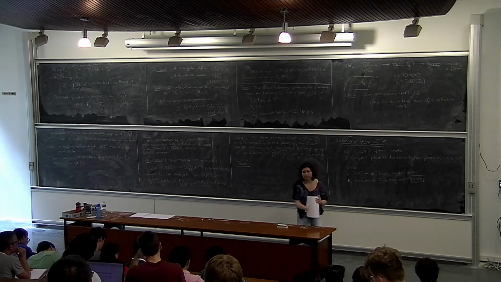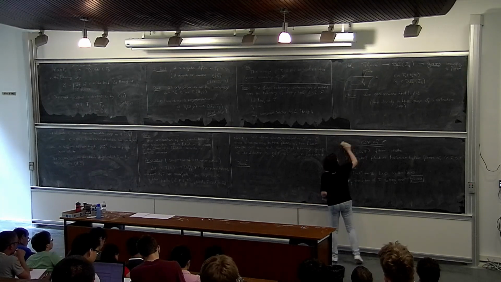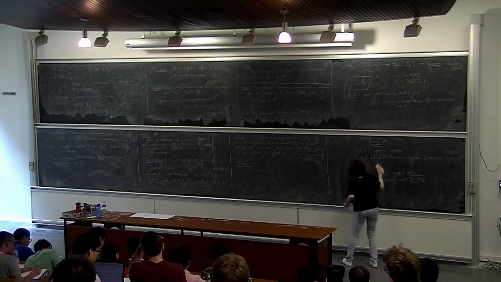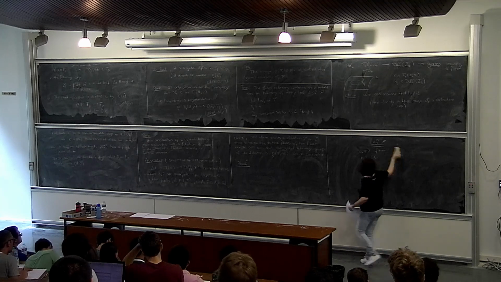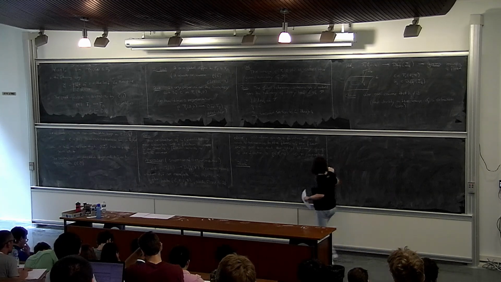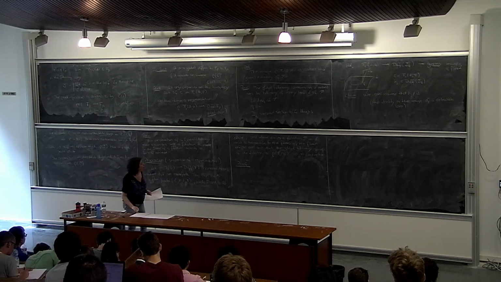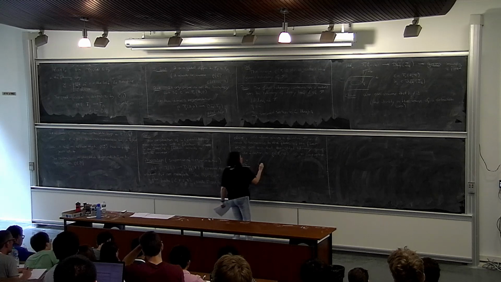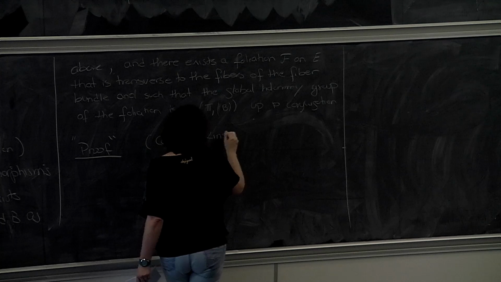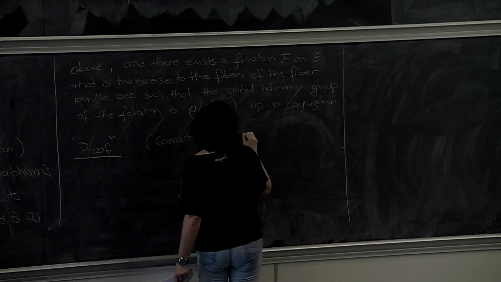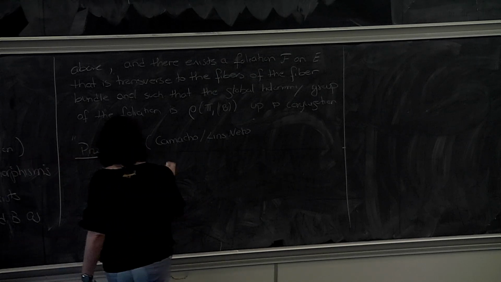Okay, so proof, not exactly proof because I'm not going to do all the steps. There are some steps that I'm going to leave as an exercise. In any case, if you want, you can find all the details in the book of Camacho and Lins Neto, Geometric Theory of Foliations.